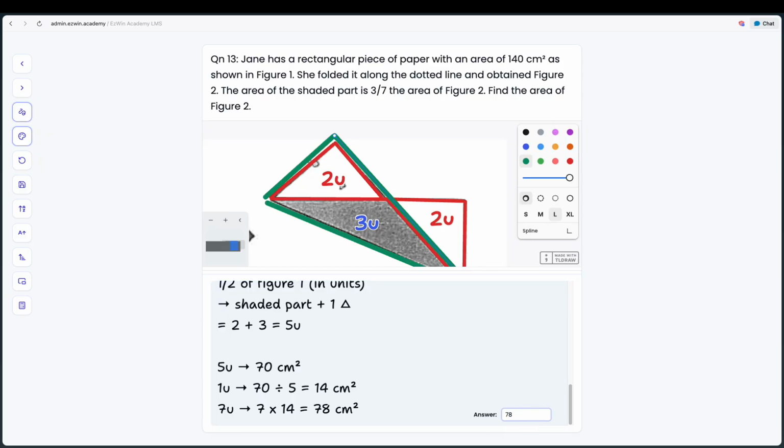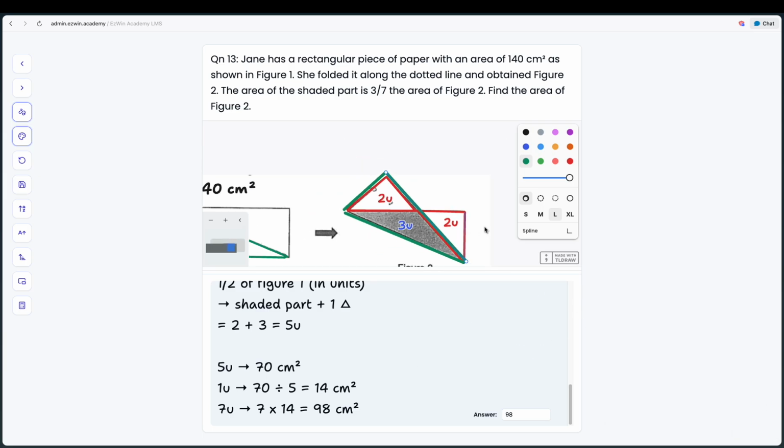So 78 centimeter square. All right, and the answer is 98 centimeter square. Okay, there you go. So the answer is 98 centimeters square. Right, this is a tough one, but we made it. All right, let's move on to the next question.